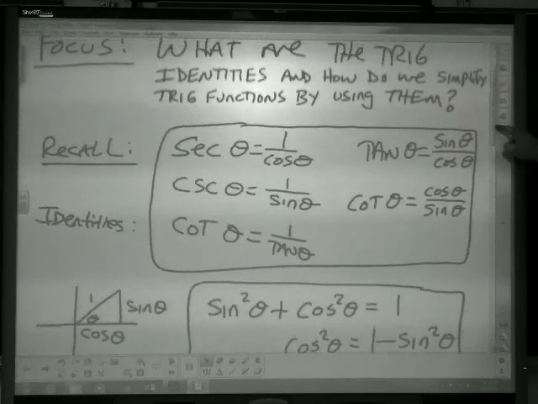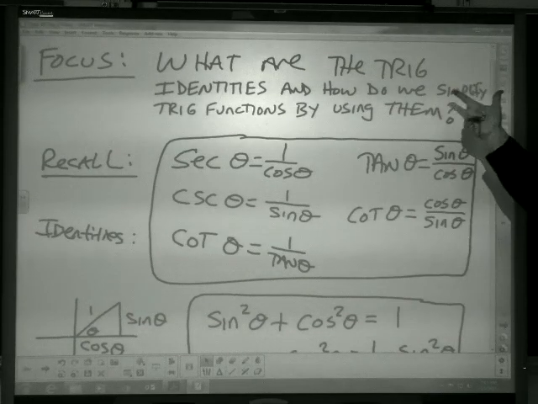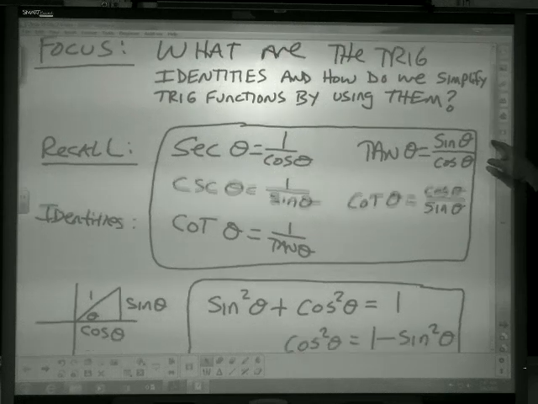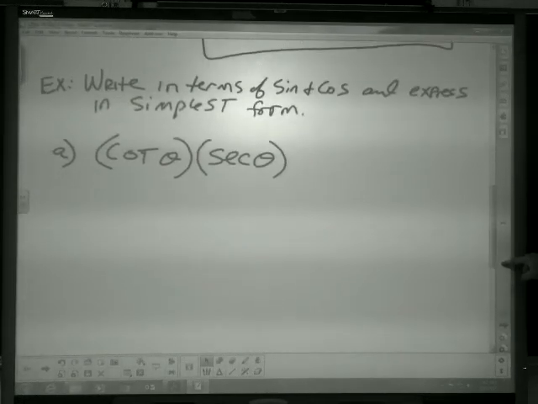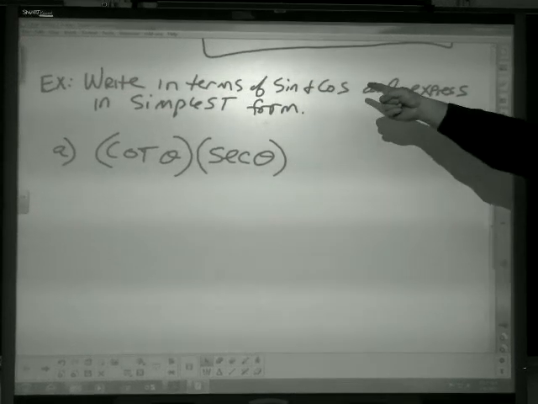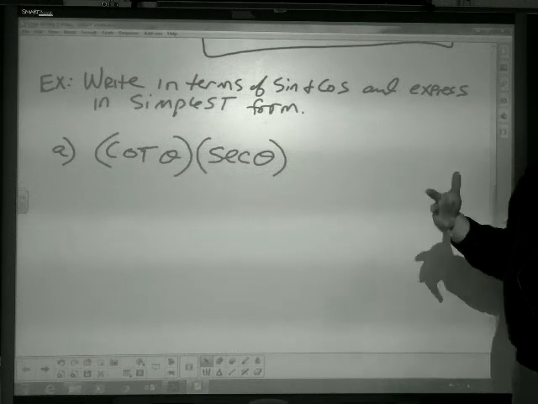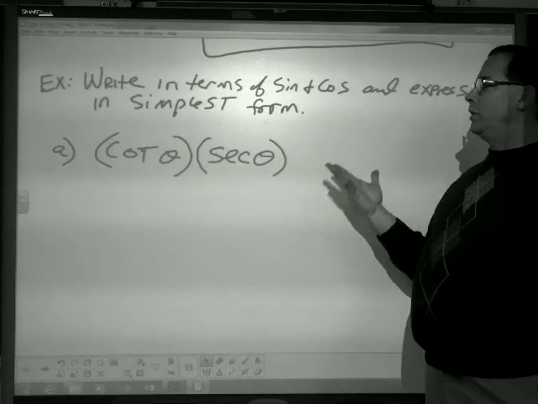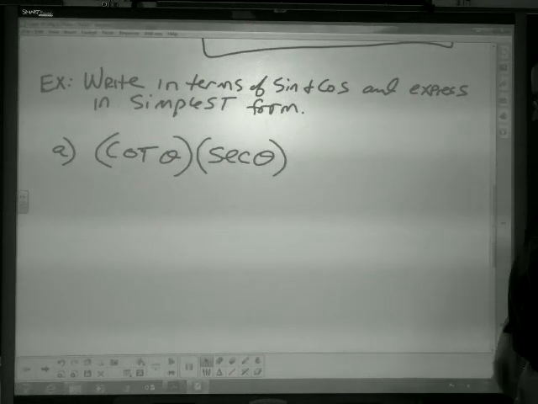So, when we think about the focus today, what are the trig identities? Here they are. And how do we simplify trig functions? Let's look at what that looks like next. For example, you might see a problem that says, write in terms of sine and cos and express in simplest form. Or you might see the directions just say simplify. I'm kind of leading you on this first one. Write in terms of sine and cos and express in simplest form.